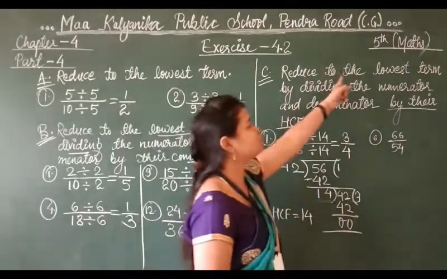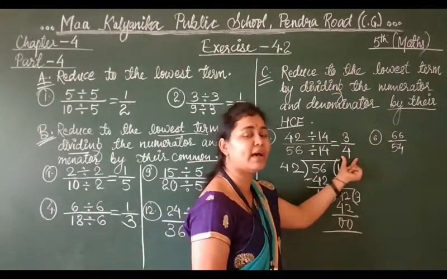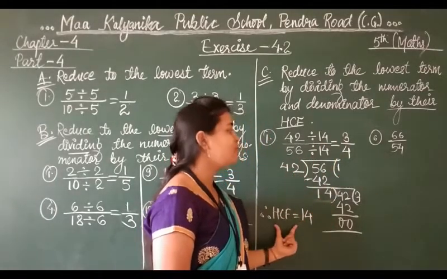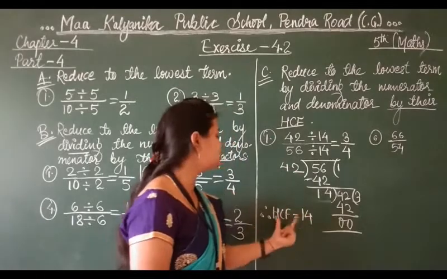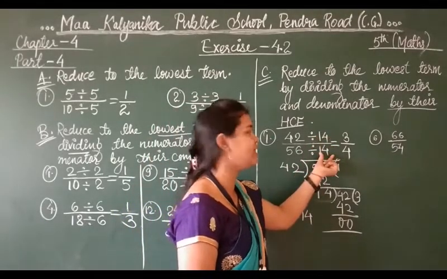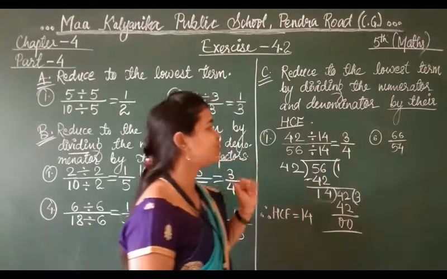So reduce to the lowest term. So this is the lowest term. Further it cannot be divided by a common factor, and we have found the HCF by this long division method, and 14 is the HCF, and by 14 we have divided both numerator and denominator, and we have received the lowest term, that is 3 by 4.